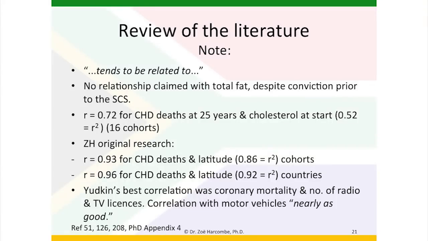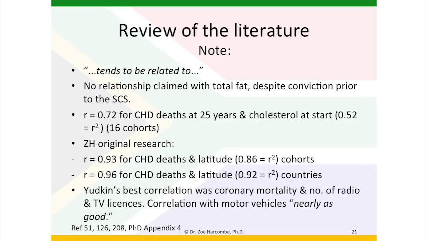But we should note the use of those words "tends to be related to." That is not a strong assertion of causation or of evidence. It's just an observed association and of things tending to be observed at the same time as each other. No relationship was claimed with total fat, despite a strong conviction before the 7-country study that total fat was the single most important thing as a determinant of coronary heart disease.